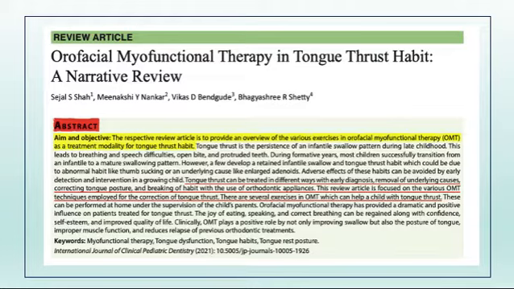Tongue thrust can be treated in different ways with early diagnosis, removal of underlying causes, and correcting the tongue posture and breaking of habit with the use of orthodontic appliance. This review article is focused on the various OMT techniques employed for the correction of the tongue thrust. There are several exercises in OMT which can help a child with tongue thrust.